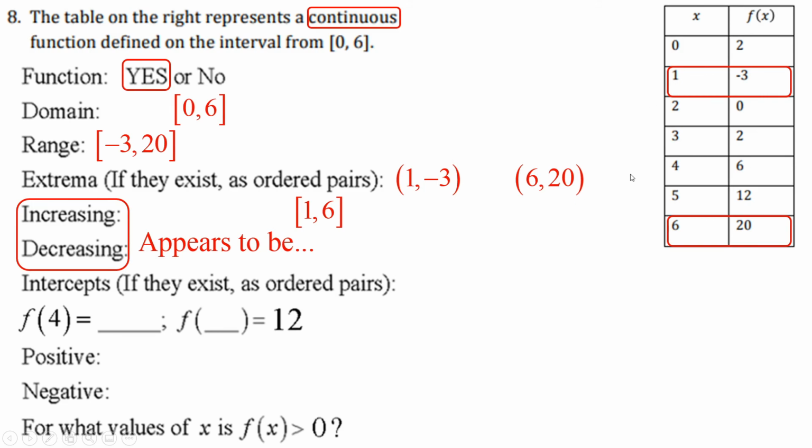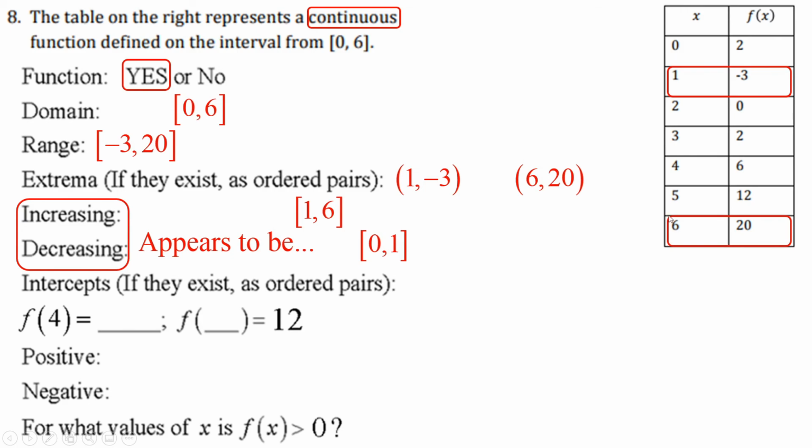Was it decreasing? Well, it appears to be decreasing. See how I go from 2 to negative 3? From x equals 0 to 1. The closed interval from 0 to 1. Now again, I can only say that it appears because they gave me a table to model a continuous function. So I can't see everything with this table.